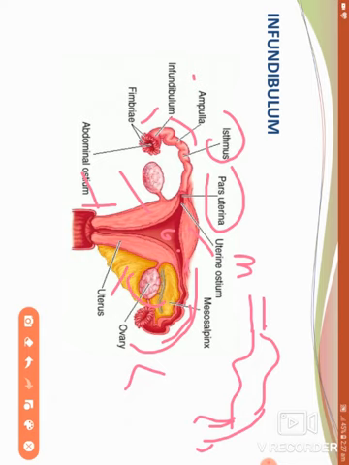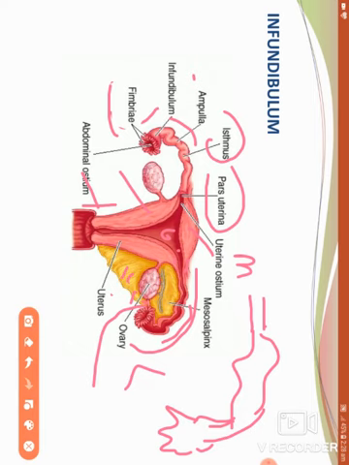This infundibulum is showing numerous processes, those are called the fimbriae. See, one fimbria is long and is attached to this ovary. That fimbria is attached to the tubal end, the upper end of the ovary, and is called the ovarian fimbria.